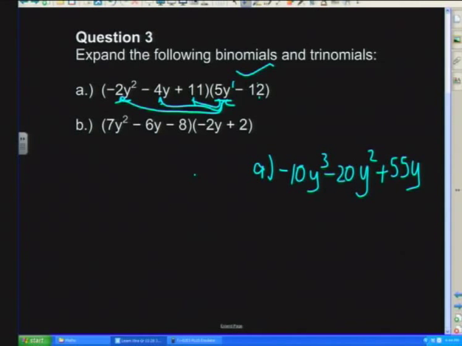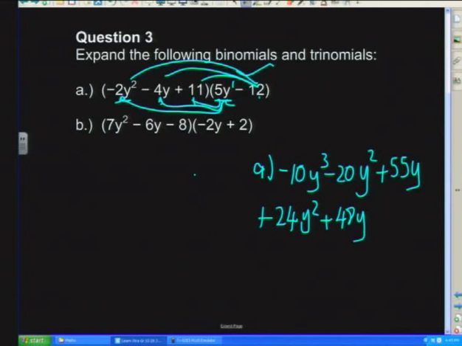Now we need to multiply the negative 12 into the bracket. Okay, so let's have a look. A negative 12 times negative 2y squared. Remember to multiply your signs. Minus times a minus is a plus. 12 times 2 is 24. And y squared times 1 is just y squared. Then negative 12 times negative 4y: minus times a minus is a plus. 12 times 4 is 48. y times 1 is just y.